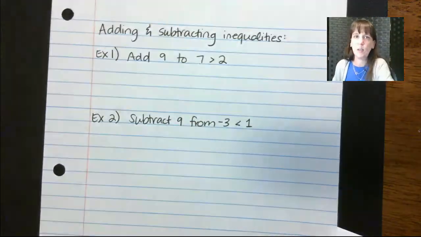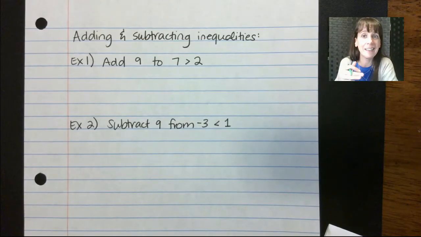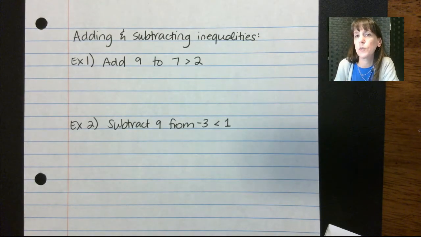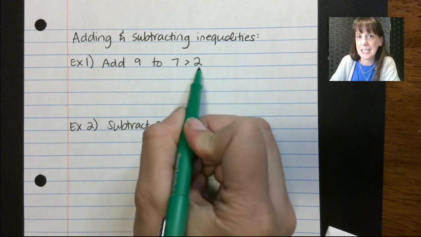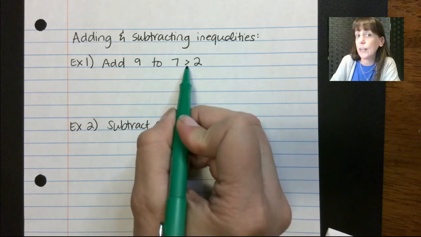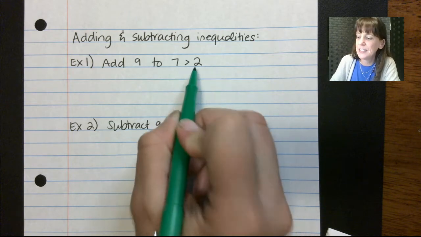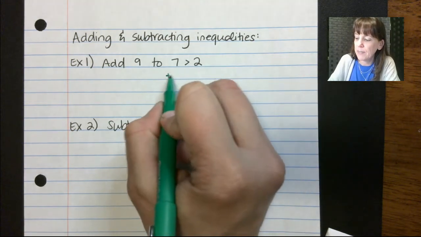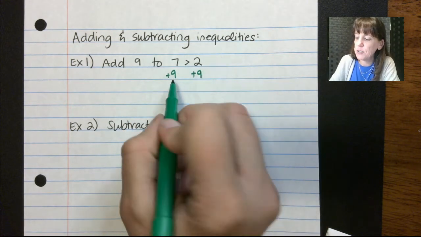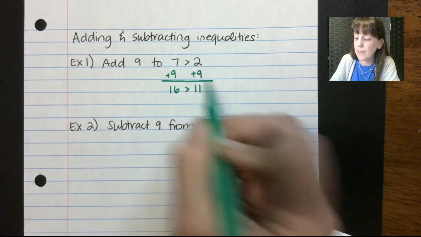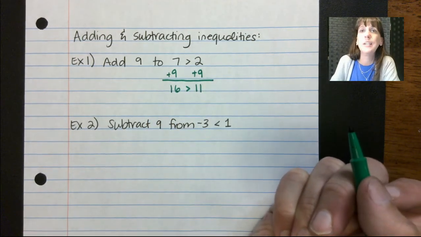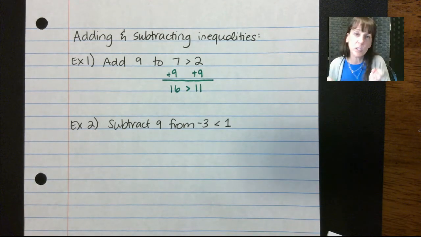Let's look at this one, adding and subtracting inequalities. When we go to add and subtract inequalities, we're allowed to add numbers to our inequality as long as we do it on both sides. For example, if we wanted to add 9 to this sentence right here, 7 is greater than, because it doesn't look like an L, 2. 7 is greater than 2. If I add 9 to it, I have to do it on both sides. And what happens is I end up with 16 is greater than 11. And that statement is still true. So if I'm doing it to one side, I have to do it to the other.